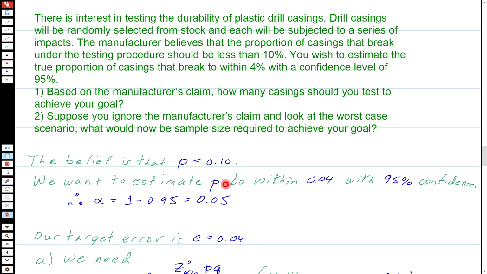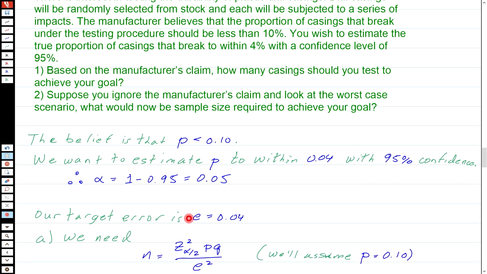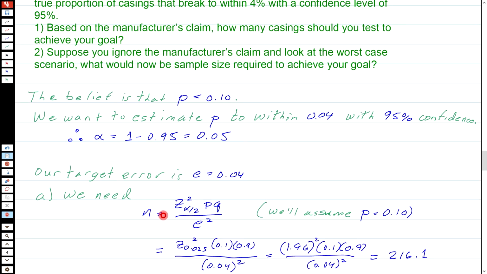If we want to estimate p to within 0.04 with 95% confidence, then alpha is 1 minus 0.95, which is 0.05. Our target error is 4%, which is 0.04. So we need to compute n equals (z alpha/2) squared times p times q over e squared. We're going to assume p is equal to 0.10. This is going to give us the largest product, p times q, so the largest value of n. So it'll give us the error that we're looking for for any p less than 0.10.